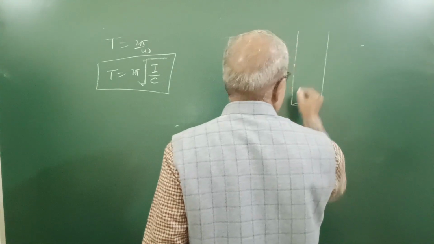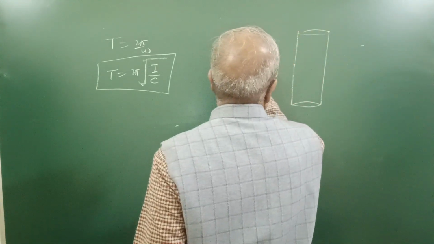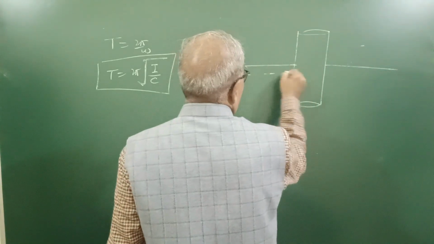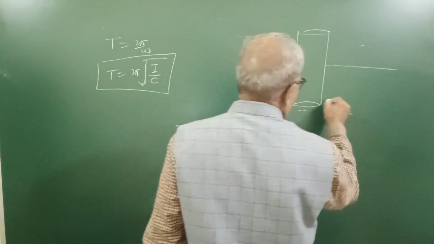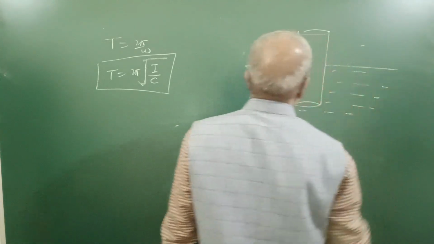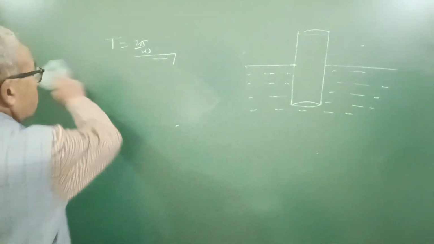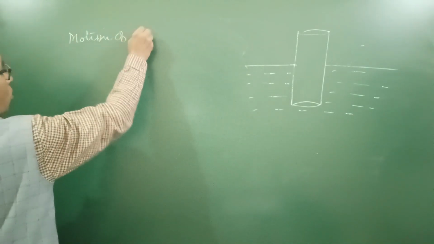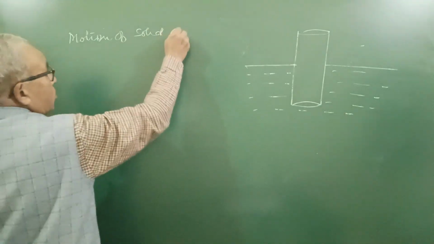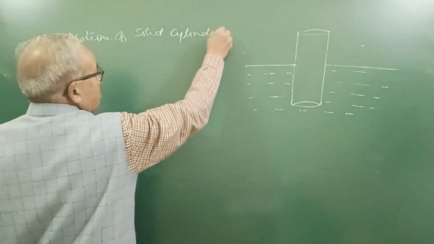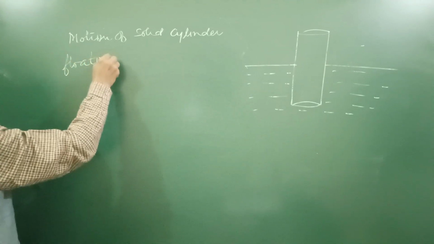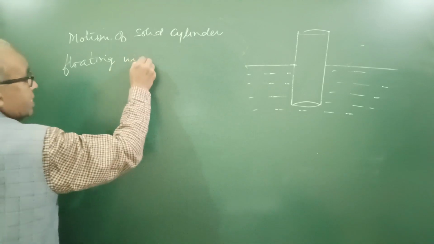Now, the motion of a solid cylinder floating in liquid. Here is a cylinder which is floating in a liquid. So, the motion of a solid cylinder floating in a liquid.